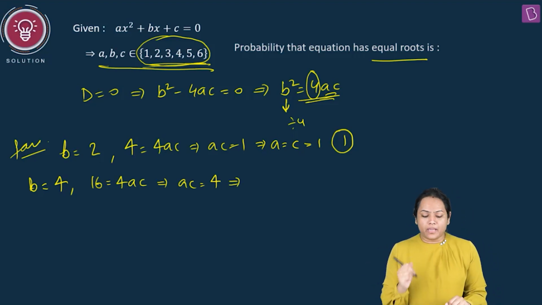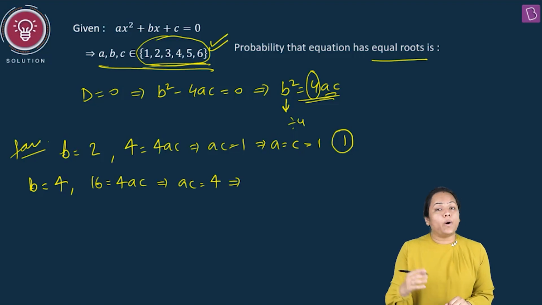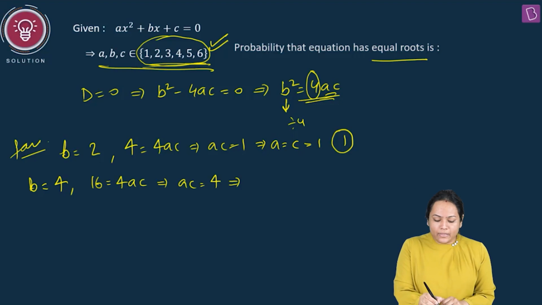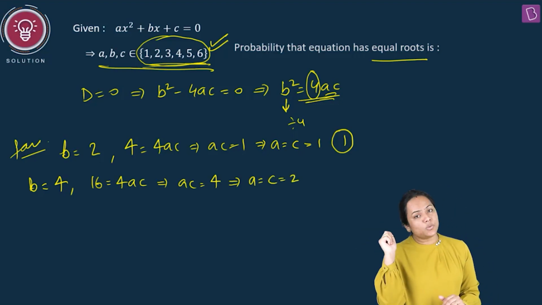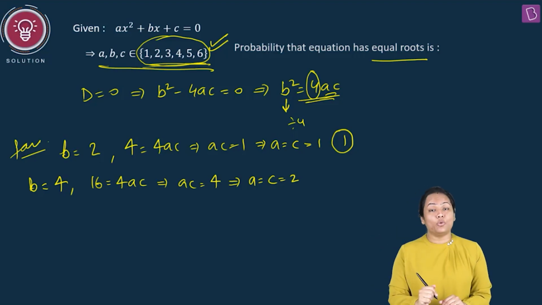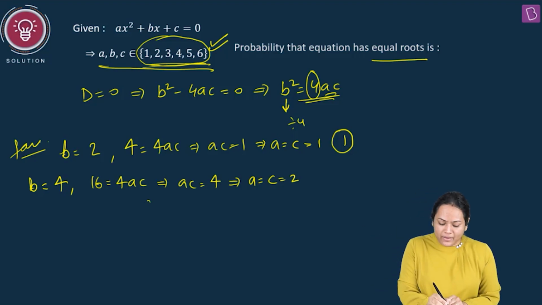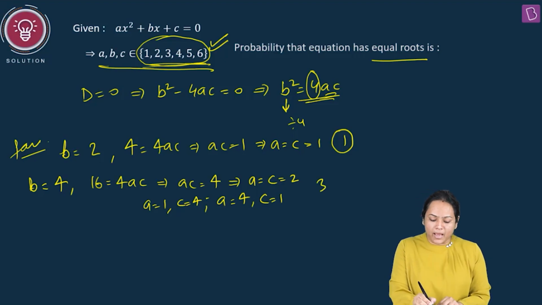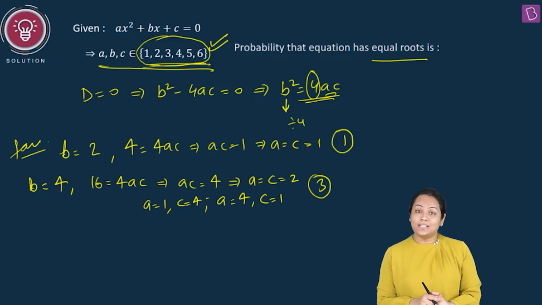Can you just tell me if my A and C values are from 1 to 6, what are the possible values where AC will be equal to 4? Well, we can have A and C both equal to 2. That is one case. And we will have 2 more cases. Yes, we can have A is equal to 1, C is equal to 4, or A is equal to 4, C is equal to 1. So here overall I am having 3 cases with me.